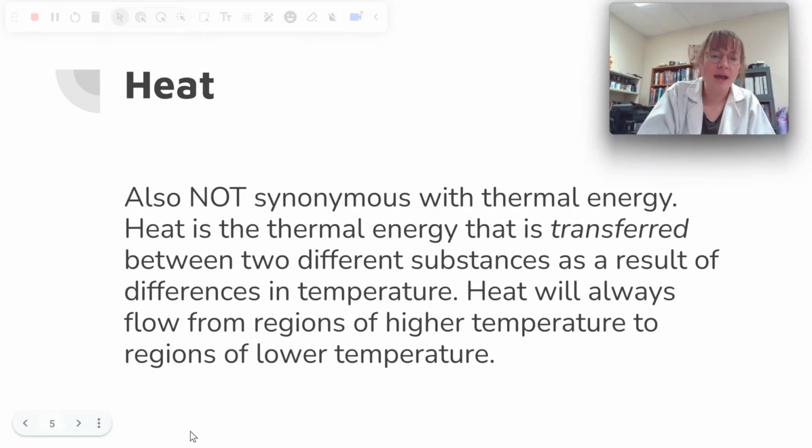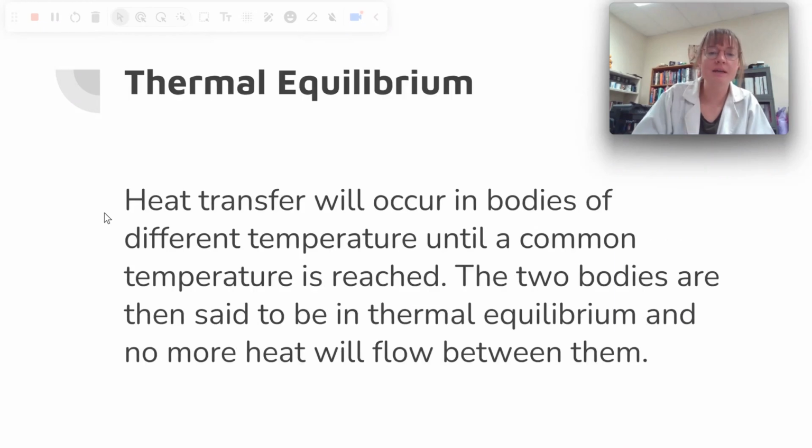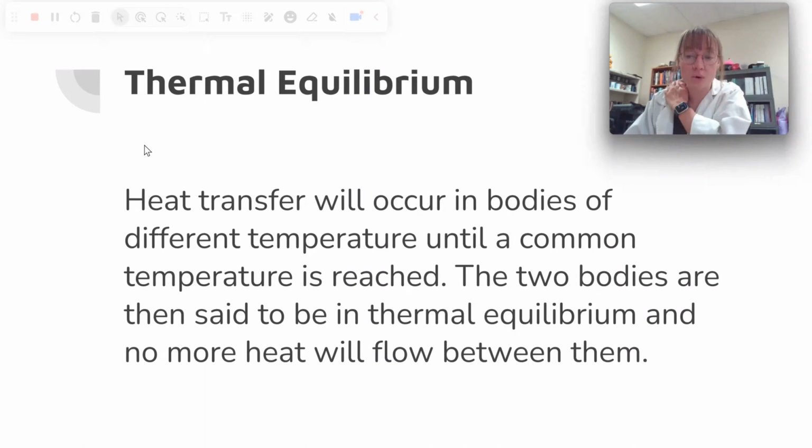Heat will transfer this way until we reach a state that we call thermal equilibrium. Heat transfer will occur in bodies of different temperature until a common temperature is reached. The two bodies are then said to be in thermal equilibrium, and no more heat will flow between them. If I have two objects of different temperatures, let's say the ice cube in my coffee, heat will leave the coffee and move into the ice cube, leave the coffee, move into the ice cube, until the ice cube and the coffee are the same temperature. At that point, we say that they are in thermal equilibrium with each other and there won't be a net flow of heat between them.